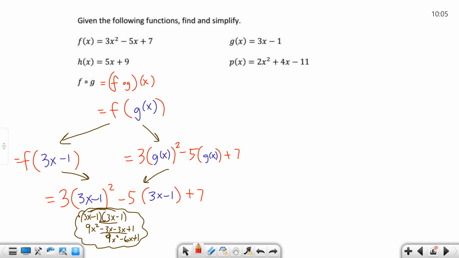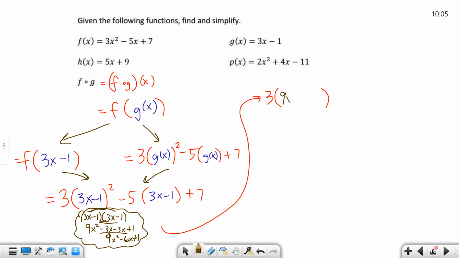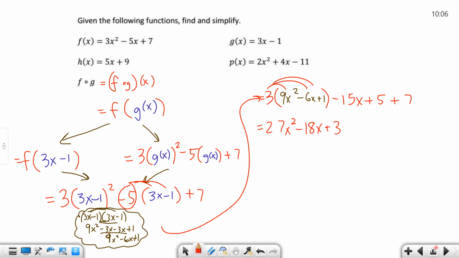So if I get ready to write this, I'm going to come up here because I don't have a lot of space here. We're going to say this is 3 times whatever that was squared, which we know is 9x squared minus 6x plus 1. And then I'm going to take this negative 5 and distribute it. That's going to give me minus 15x plus 5 and then bring down my plus 7. So it equals that. Now I've got to distribute this. That's going to be 27x squared minus 18x plus 3 and then minus 15x and then I have this, which is plus 12.